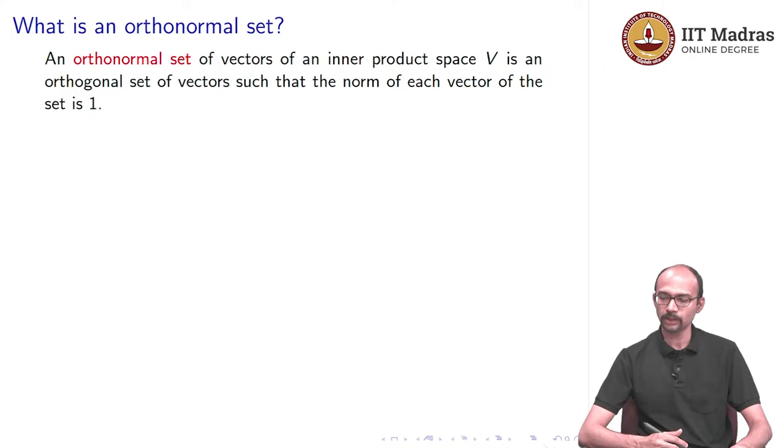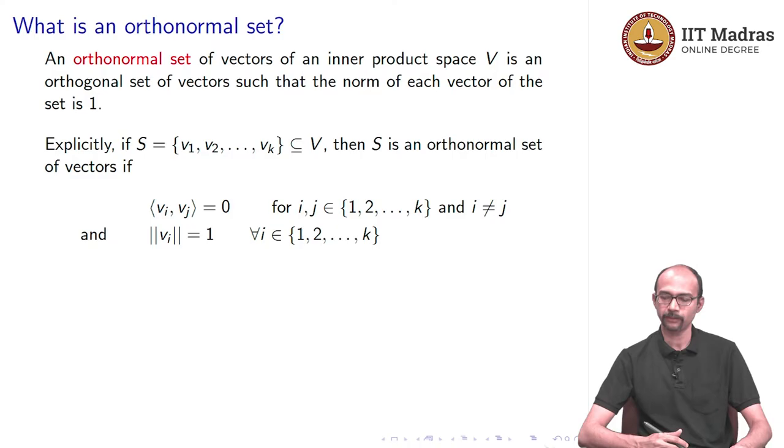Let's recall that if you have an inner product, it automatically gives you a norm. If you have a vector v and you take the inner product of v with v, that's a non-negative number, and if you take its square root, that gives you the norm. So that's defined as the norm of the vector. Explicitly, if you have a set v1, v2, ..., vk, then S is an orthonormal set of vectors if the inner product of vi and vj is 0 for i and j in 1 through k, with i not equal to j, and the norm of vi is 1.